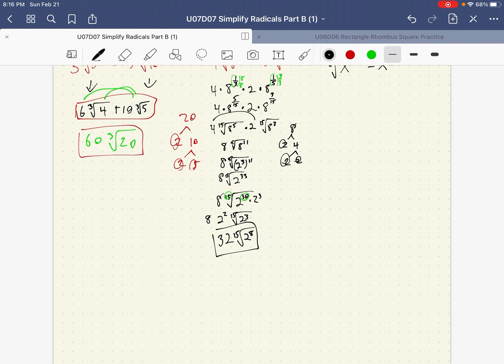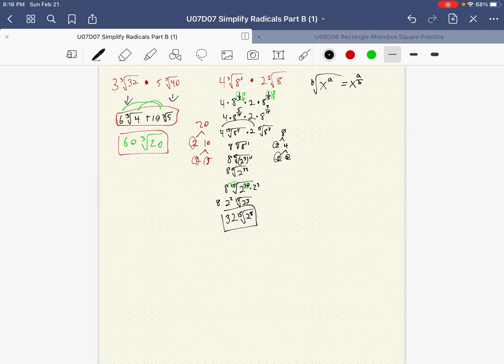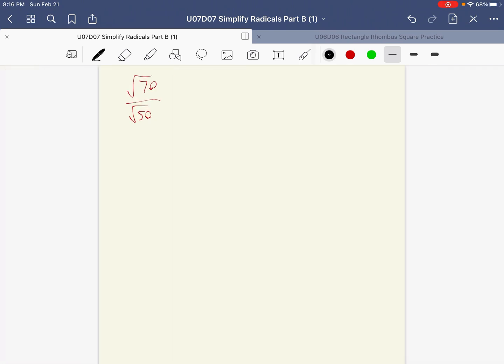All right, so there's one more thing we're going to cover today before you might want to print out the worksheet in advance for class tomorrow. We're going to talk about rationalizing a denominator.